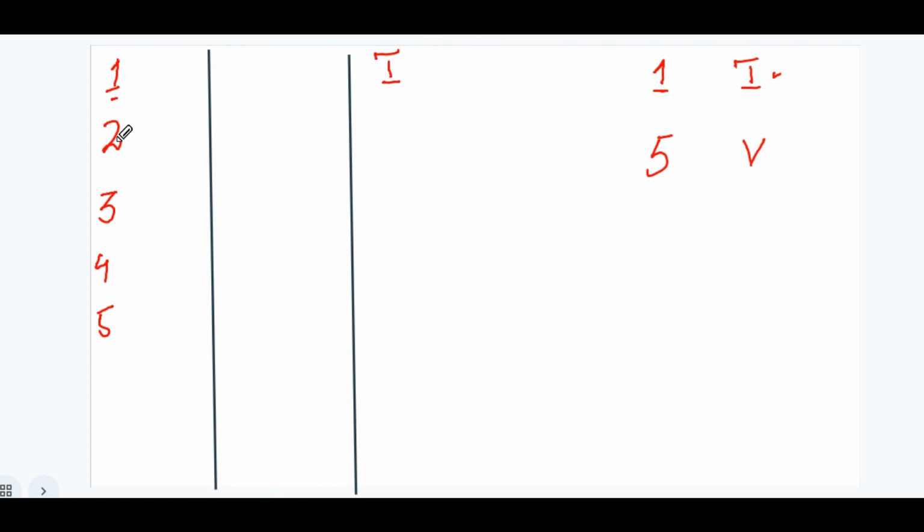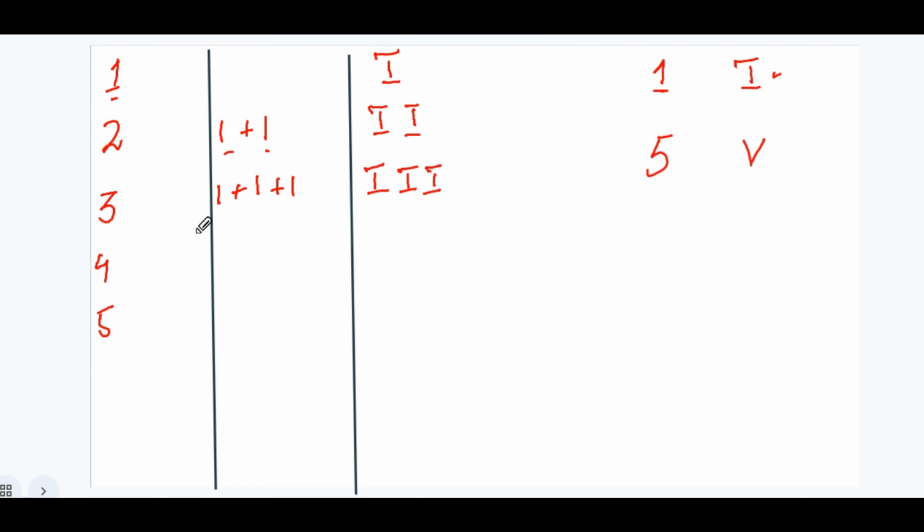Now the 2, you can break your 2 into 2 ones. That means it will become 2 times I. Okay, so 3 can be broken into 3 ones, so it will become 3 times I. The same thing I am just writing over here.